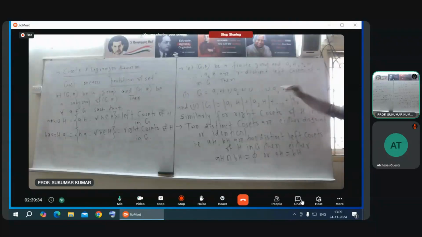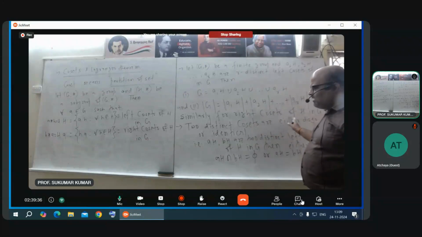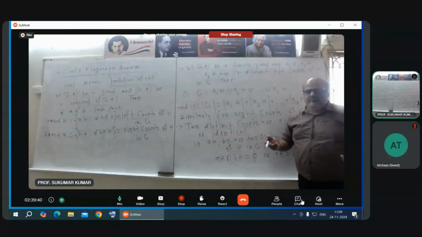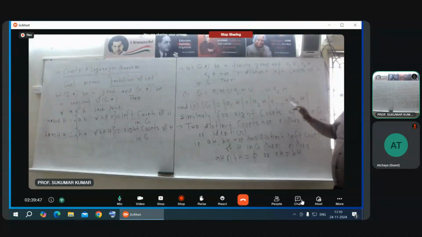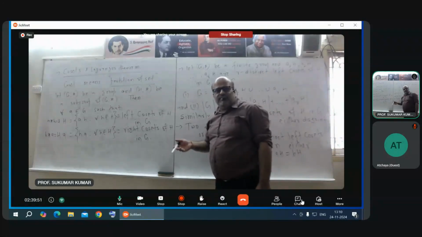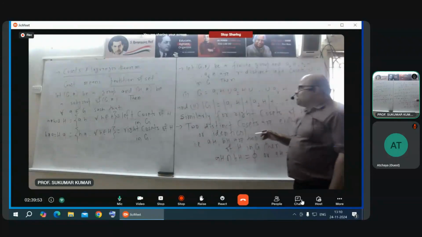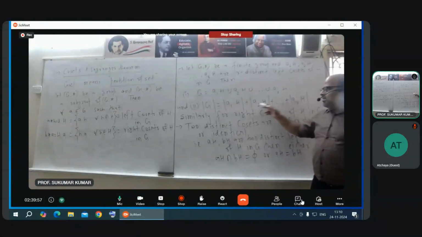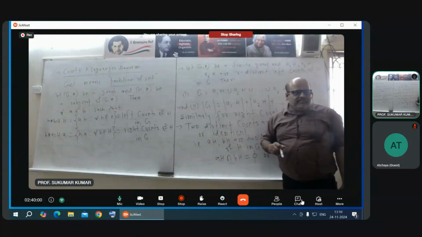So two distinct cosets are either disjoint or identical. Identical means not distinct, the same. We can't say that at least one element is common; distinct means nothing common will come. So, as I just told, cosets form a partition, whether we find left cosets or right cosets. Since this is a partition, if we take the union, G will come, or if we add the cardinalities, the cardinality of G will come.